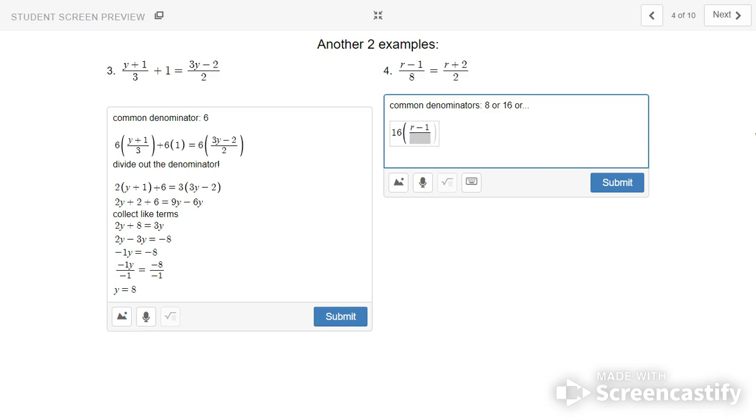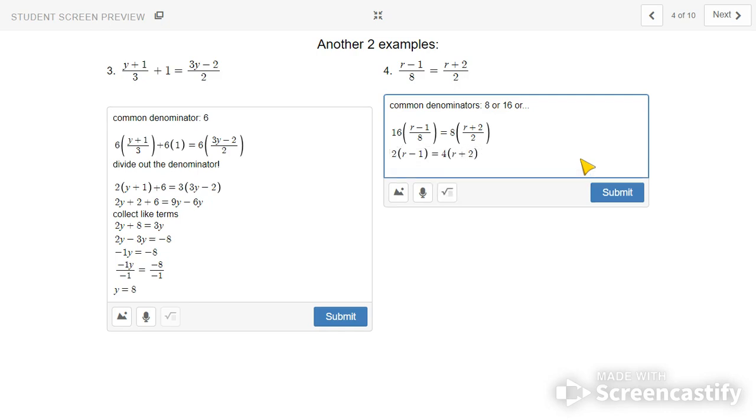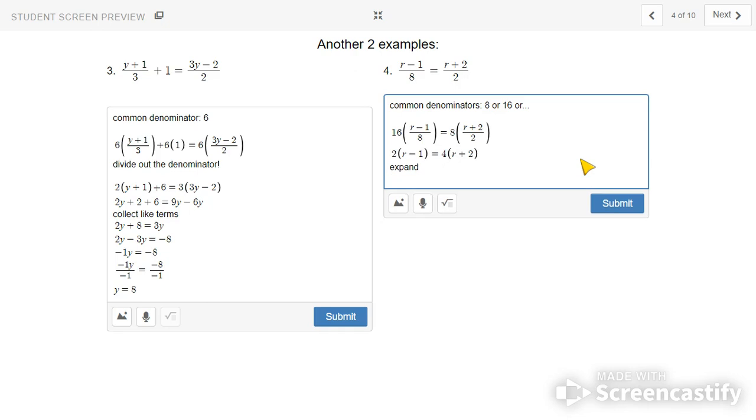So we have r minus 1 divided by 8. This is equal to 8 times r plus 2 over 2. Let's divide 16 divided by 8. That's 2. R minus 1. 8 divided by 2 is 4. R plus 2. Let's expand. 2r minus 2 equals 4r plus 2.